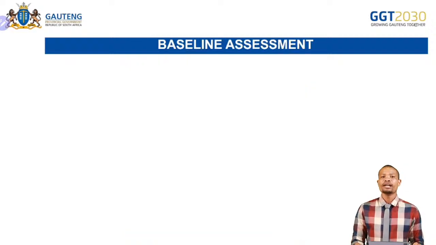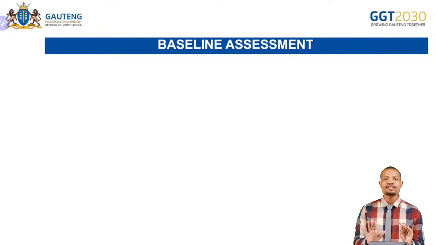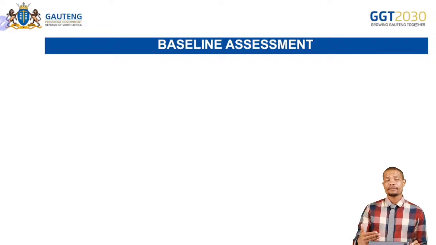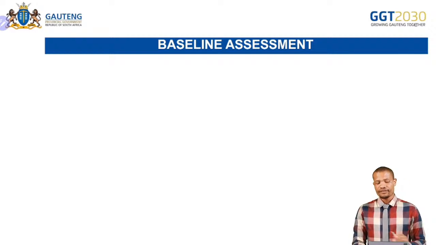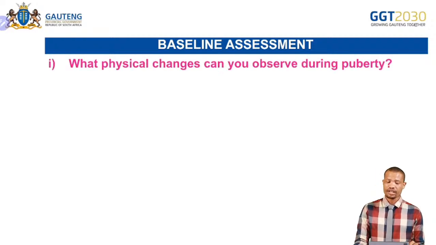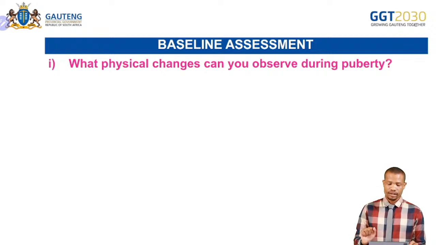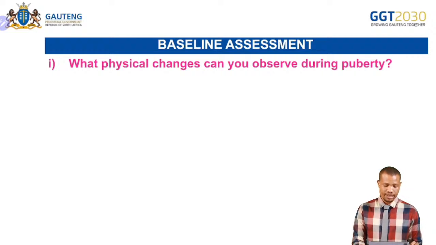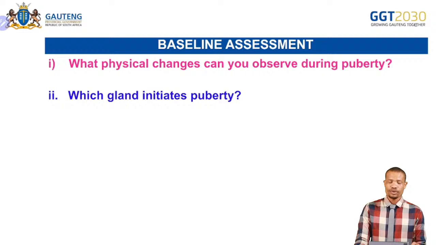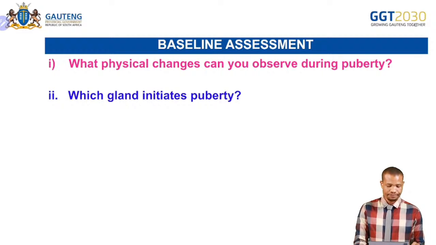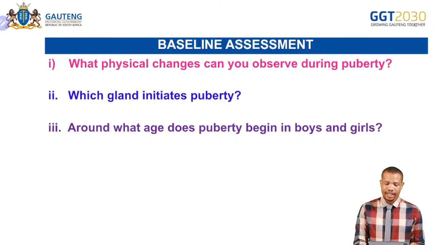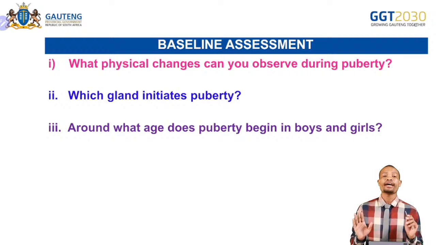Now let's continue. Let's do a baseline assessment, which is nothing but a few questions that are tailored to test your level of understanding of the concepts that you've already learned. First question, what physical changes can you observe during puberty? You can think of any physical changes that you can observe during puberty. Number 2, which gland initiates puberty? And number 3, around what age does puberty begin in boys and in girls? So you have 3 minutes to answer these 3 easy questions and your time begins now.